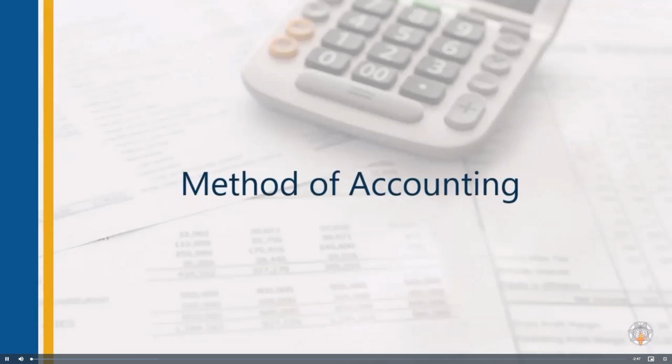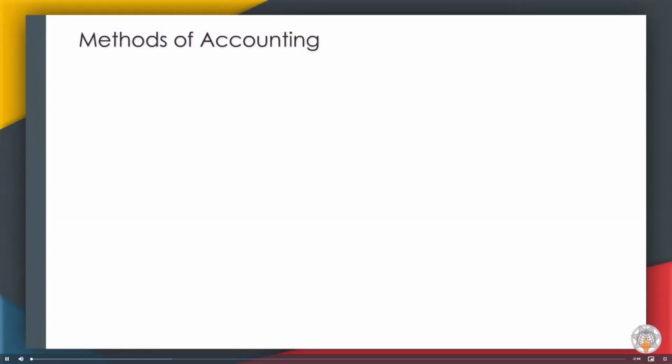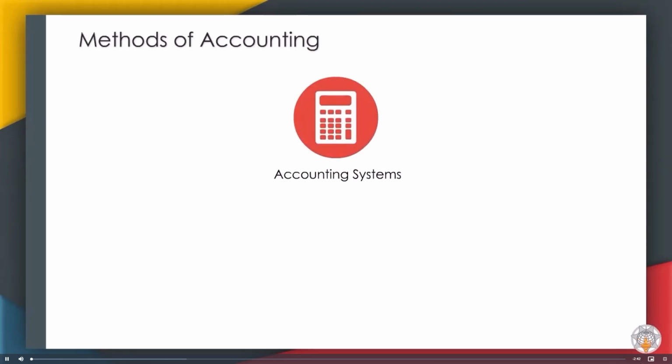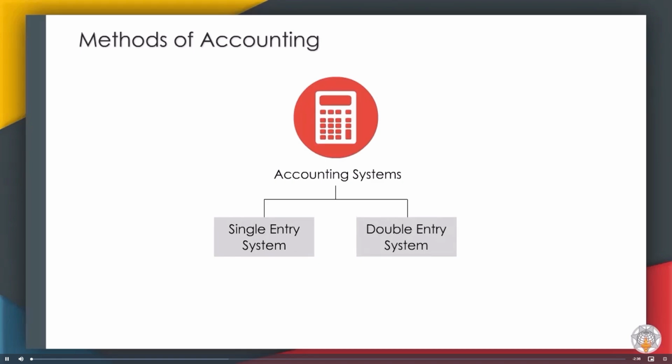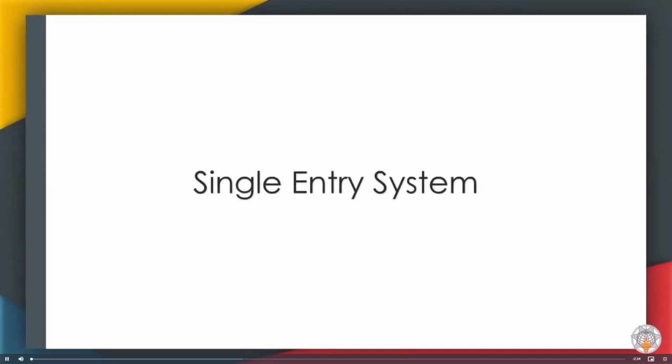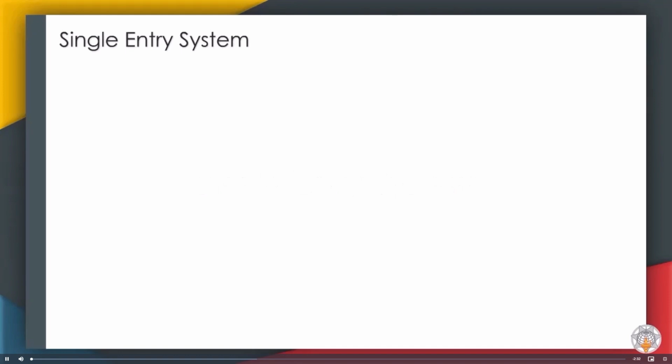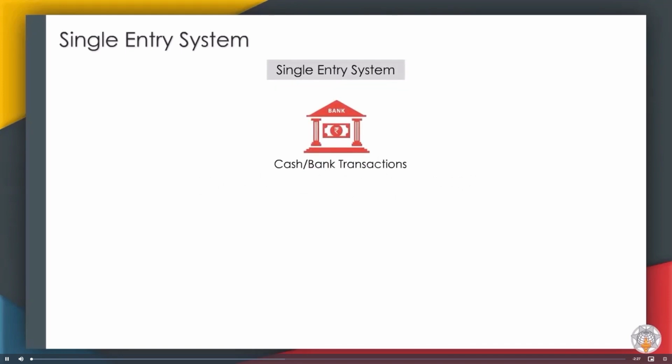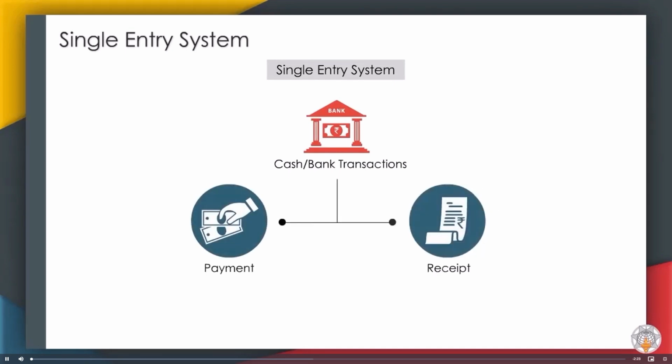Methods of accounting. There are two broad types of accounting systems in practice: single entry system and double entry system. Single entry system. In this system, only cash or bank transactions are taken into account on payment or receipt basis, and all credit transactions and accrued liabilities are omitted.